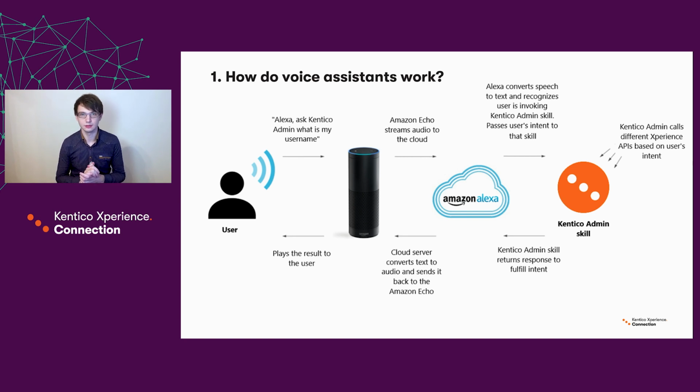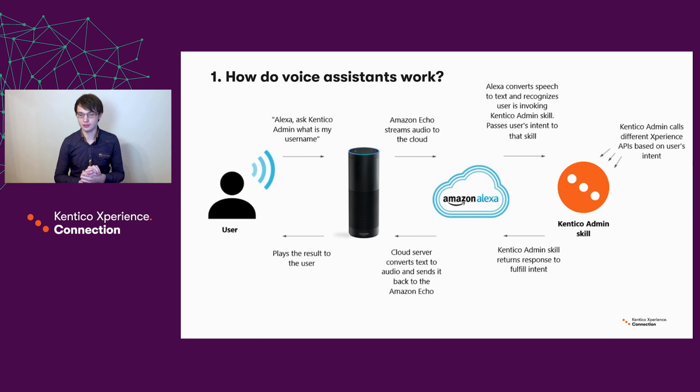After that, the cloud servers, which are built on top of artificial intelligence and machine learning models, convert speech to text and recognize what the user wants to do. In our case, the cloud server recognizes that we want to invoke the Kentico admin skill, so it passes the user's request to that custom skill. One more note: there is different naming in Amazon and in Google. What we call a custom skill in Alexa is actually a voice application in Google.